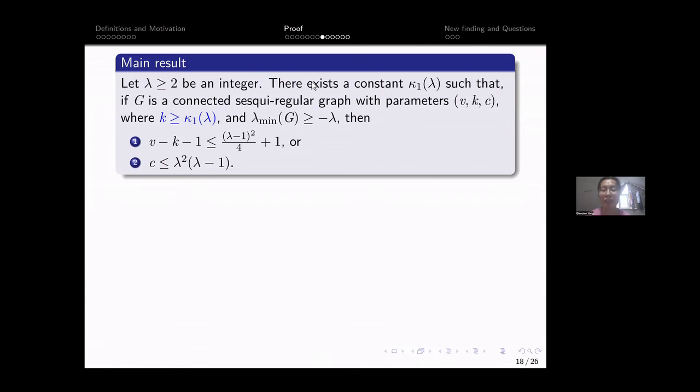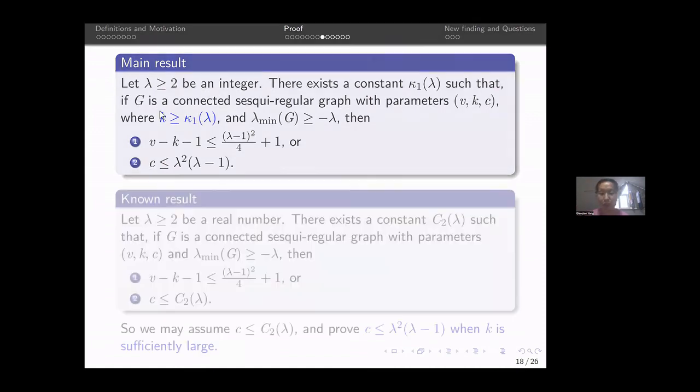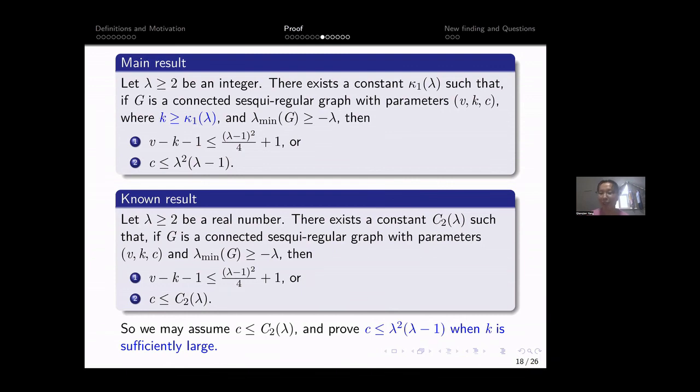We want to show that we can find the constant kappa y, such that if a sesqui-regular graph with parameters v, k, c and smallest eigenvalue at least minus lambda, when the valency k is very, very large, then either v minus k minus y is bounded, or the parameter c has a precise upper bound. And to prove the main result, we have to say what we have now.